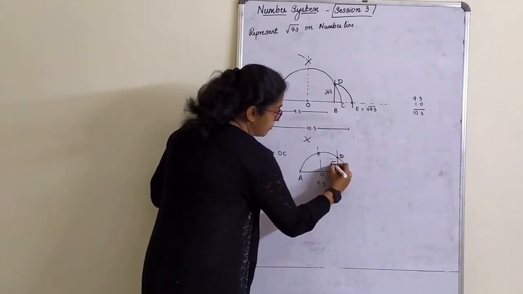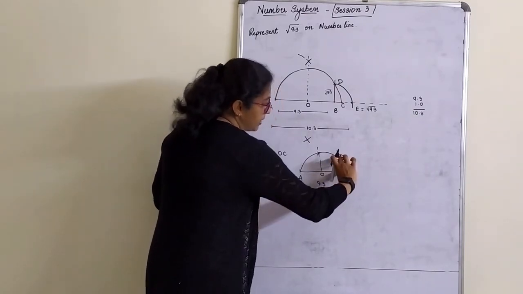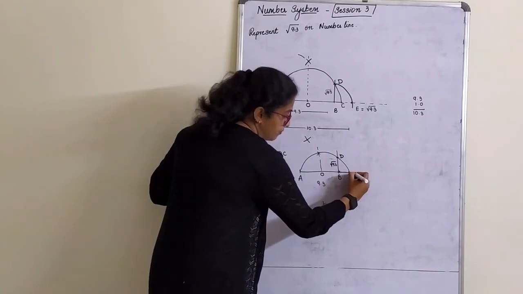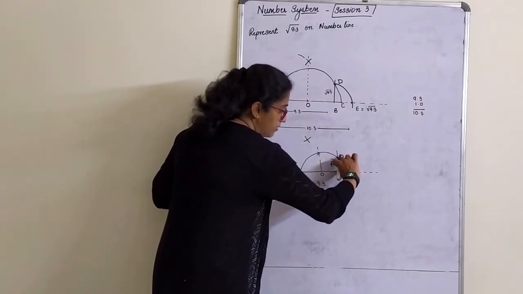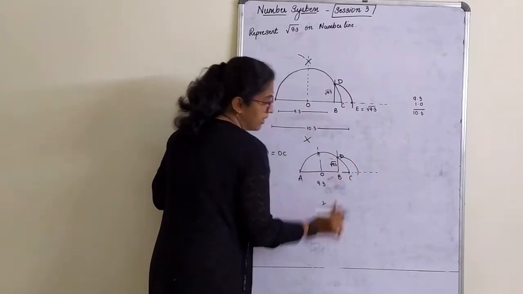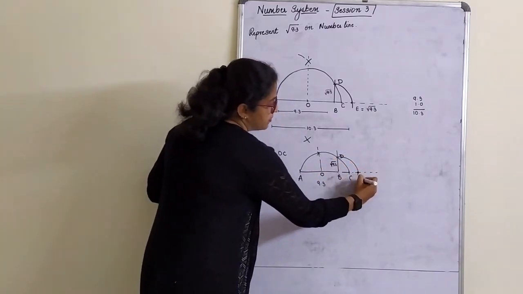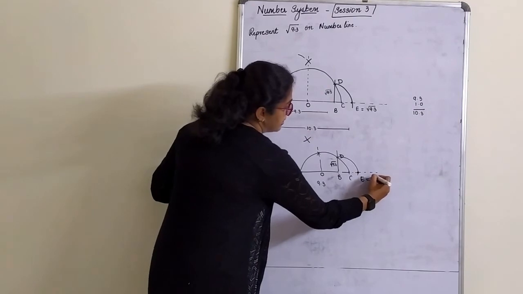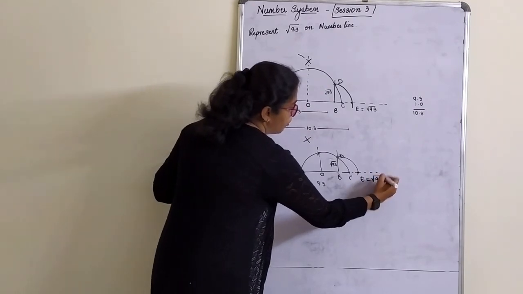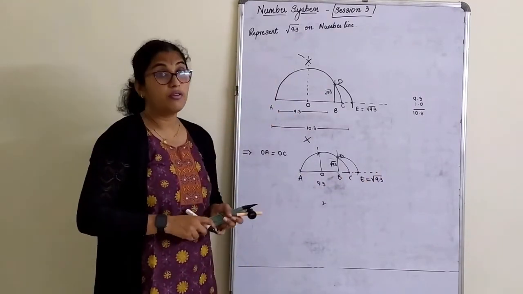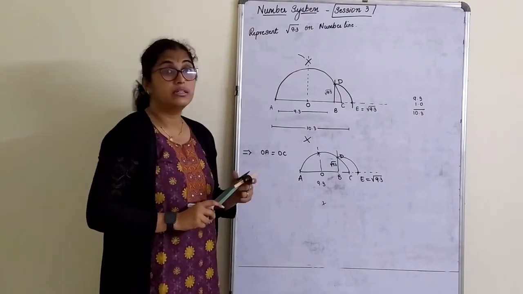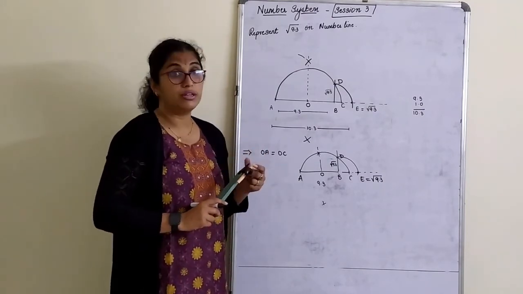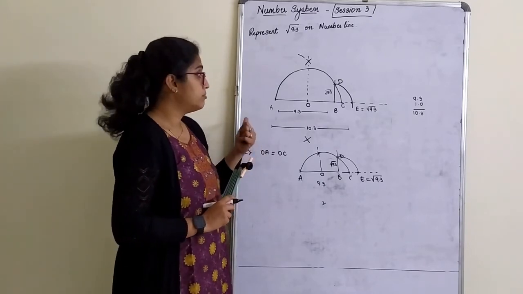BD is nothing but root 9.3. Take the measurement of BD. Extend this by dotted line. Take the measurement, keep your compass here and cut an arc. This point E what you get is nothing but root 9.3. This is how you represent a decimal irrational number on a number line. That is decimal root on a number line. So that is what was there.